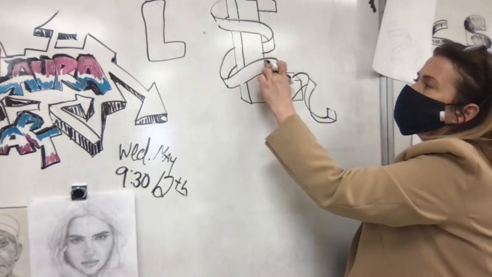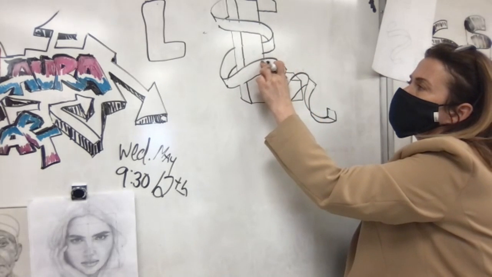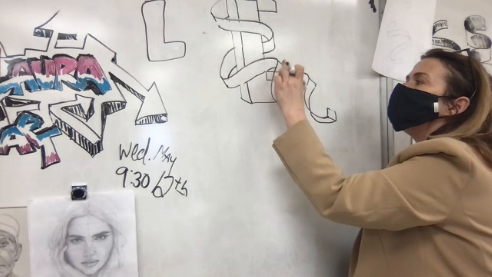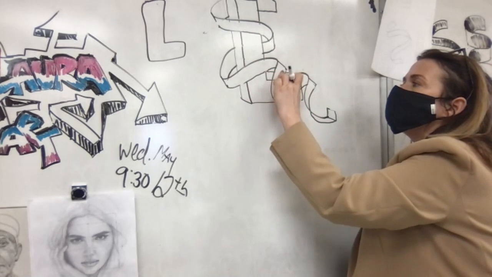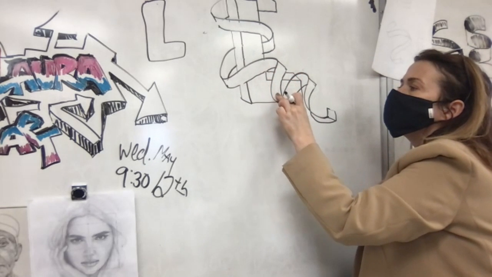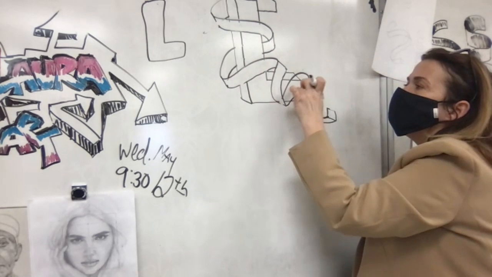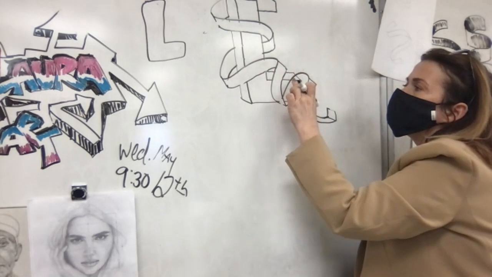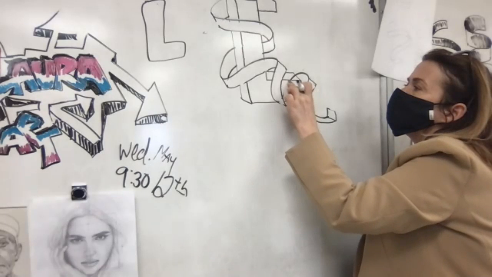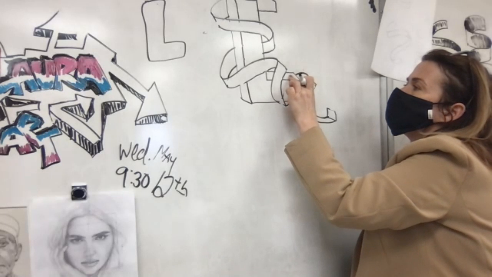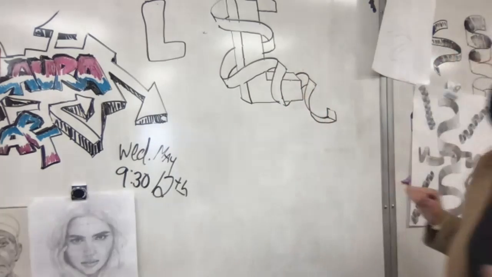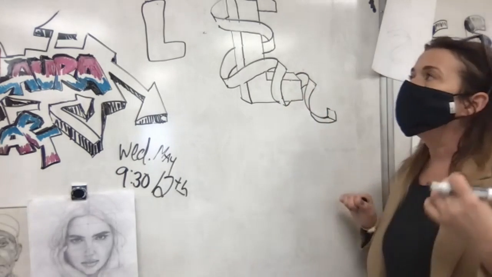Let me get this one. Okay, and then here, I want the ribbon to be behind, so I'm gonna erase the letter. So you're pretty much alternating. And then here, I want it to be behind. So I'm erasing, why did I say behind like that? Behind. Okay, done.